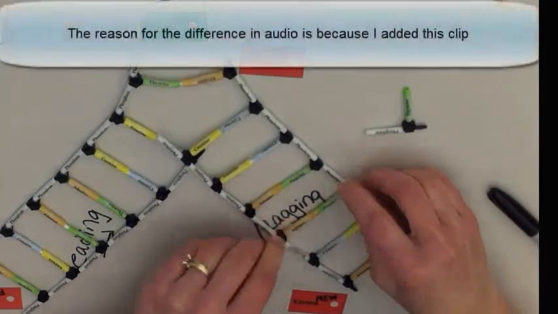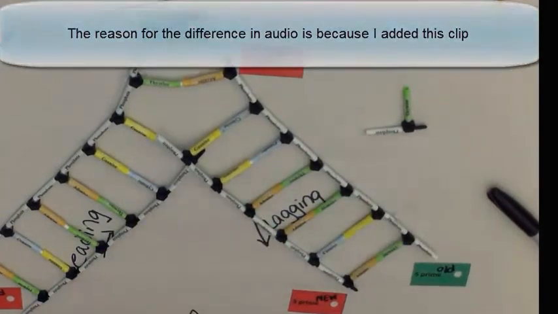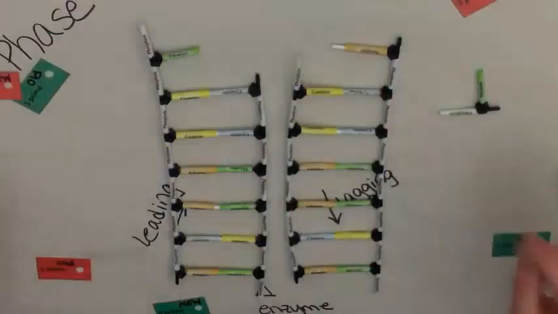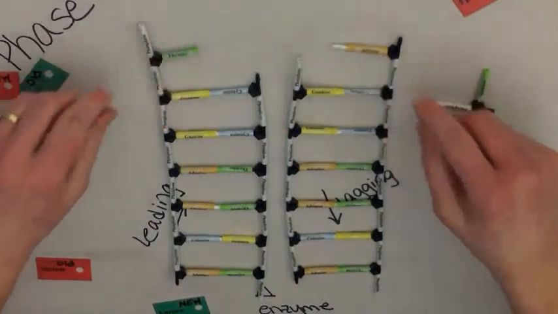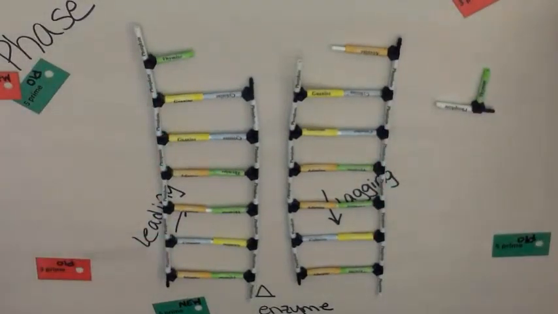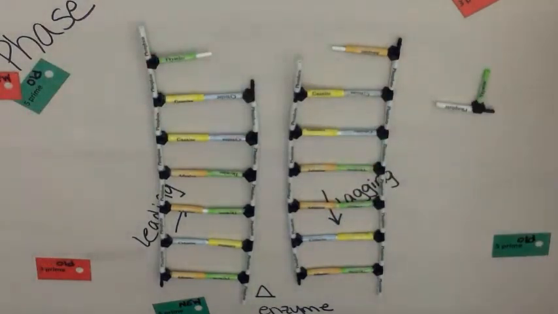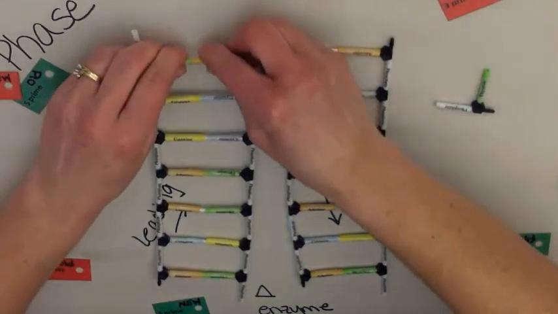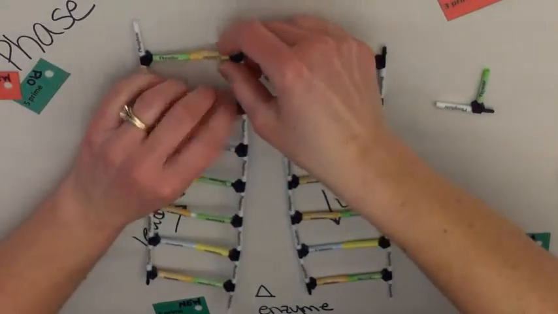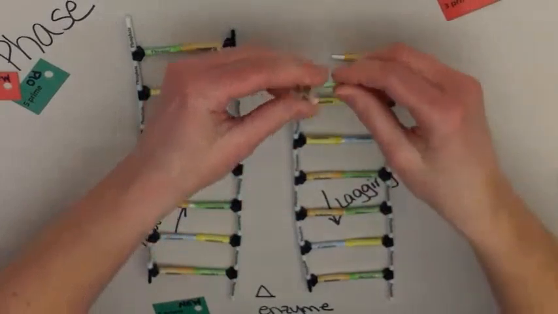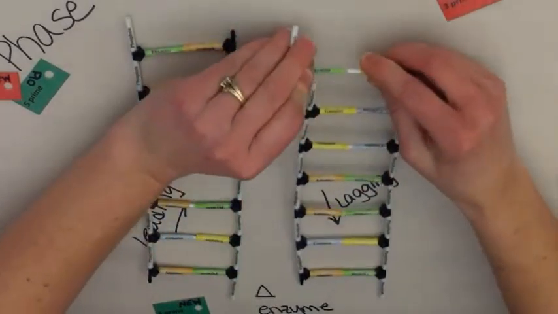These fragments are called Okazaki fragments, named after the scientist who discovered the process of leading and lagging strands. And then the last bond will open up, and then I add the complementary. So we'll do the leading strand first, and that will match up with adenine. And the adenine will match up with thymine.